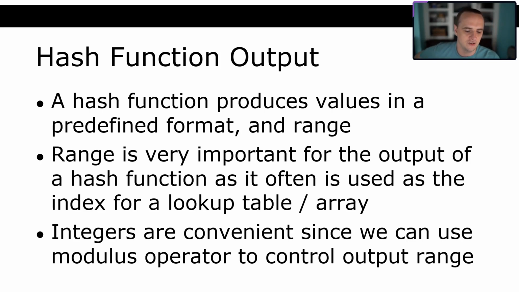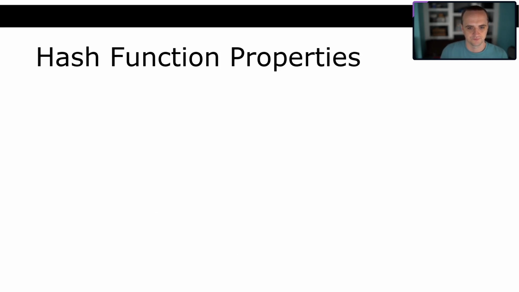Integers are convenient as the output of hash functions because we can easily restrain their output range, right? So let's say, for example, my hash function outputs a number between 0 and 1,000,000, but my hash table is only 1,000 long. Well, I can just take the output modulo 1,000 to control the output range, right? So integers are really convenient for that purpose.